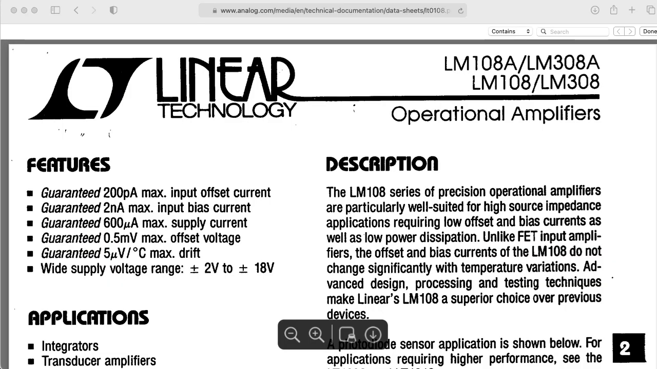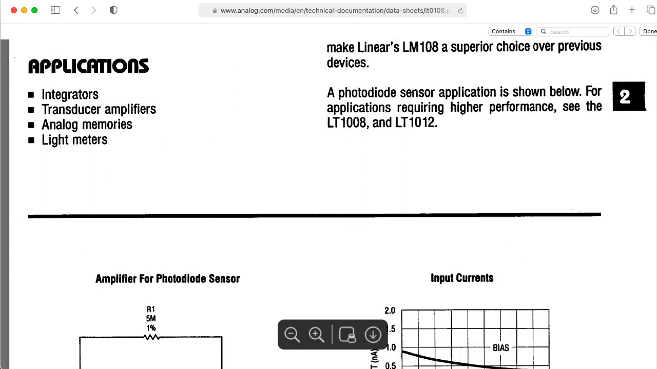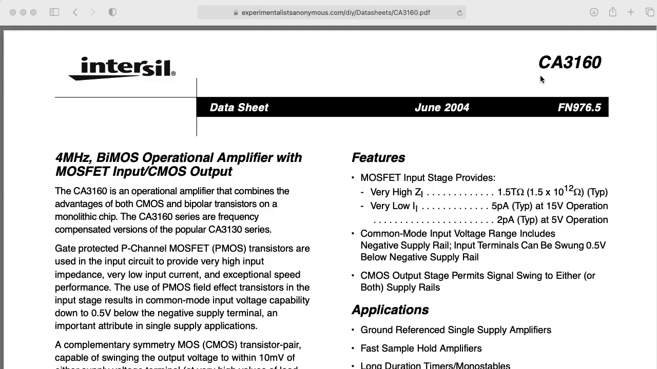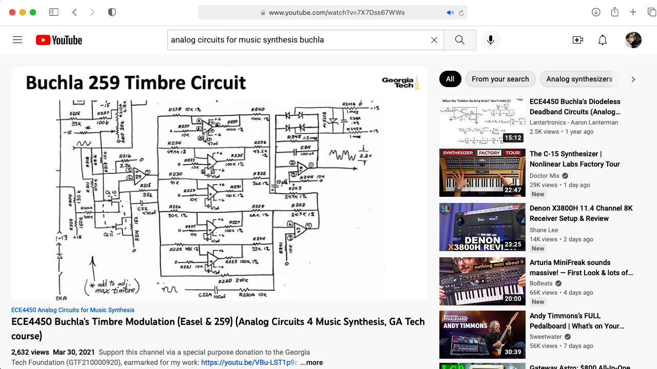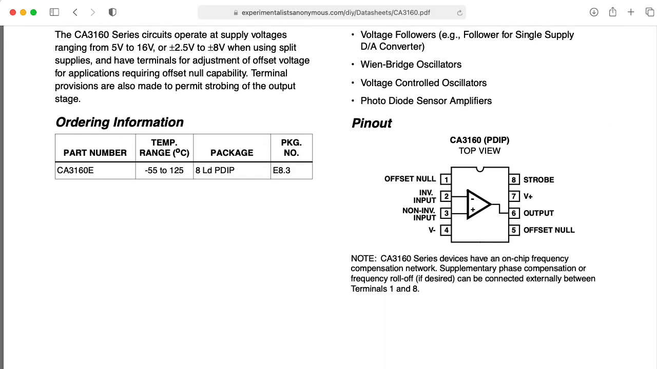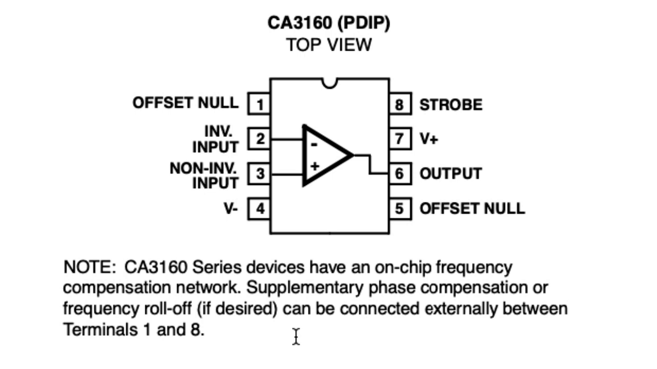And I should note that not all op-amps have built-in compensation capacitors. There are some op-amps that have pins that you're supposed to connect your own compensation capacitor to. And there are some op-amps like the CA3160 that's used in the Buchla 259 complex oscillator and its timbre circuitry that have some built-in compensation, but they have some external pins that you can add additional capacitance to if you want to for some application.